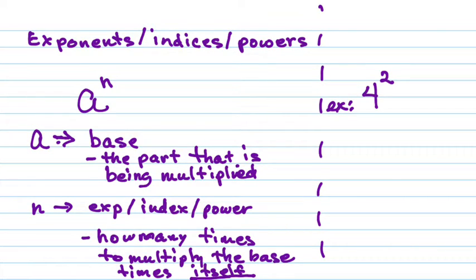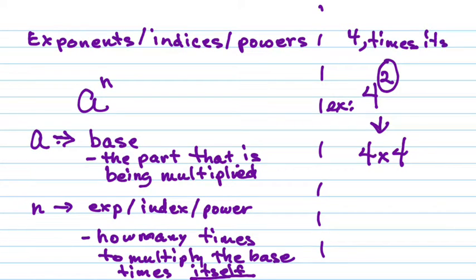Now remember, the base is the thing that's being multiplied. You do not multiply the base times the exponent. That's a bad thing. But what you're going to do is you're going to multiply the base. So going back to our example, 4 to the second power literally means 4 times itself. Oops, sorry, I'll use the x for multiplication. 4 times itself 2 times. So 4 to the second power literally means 4 times itself twice.